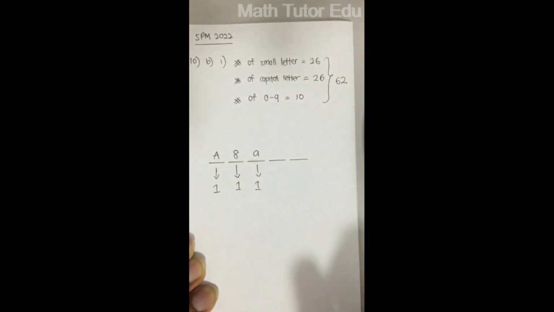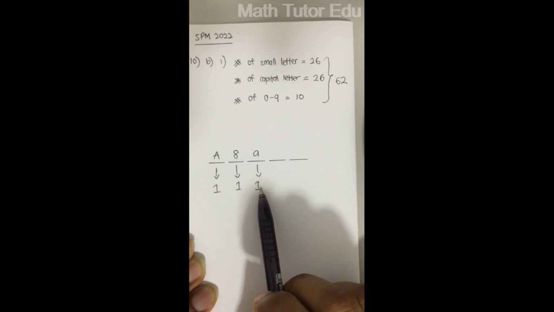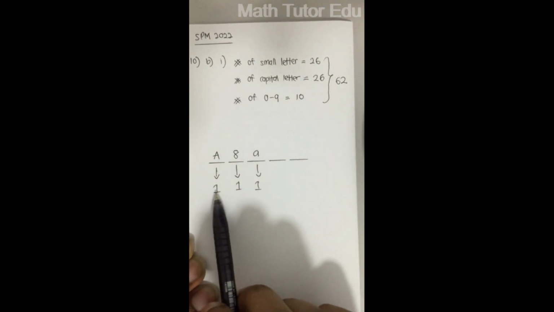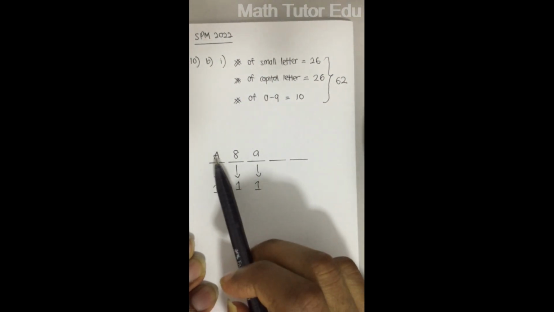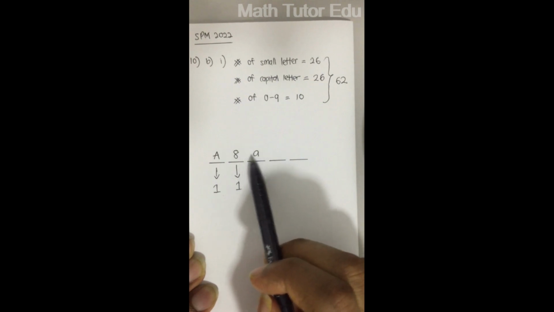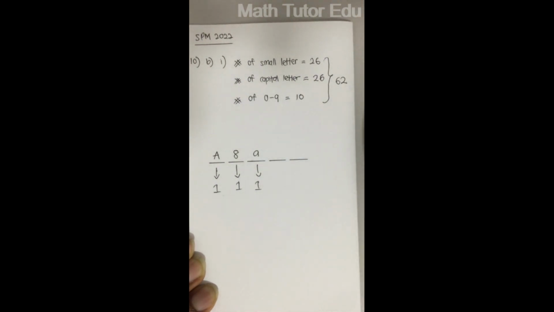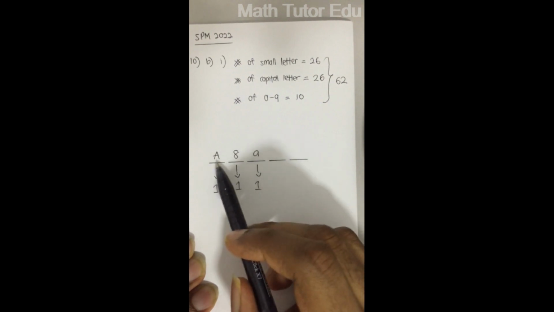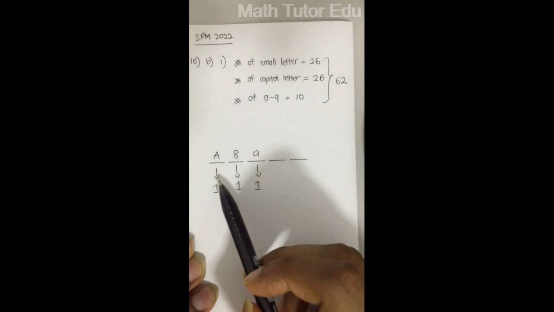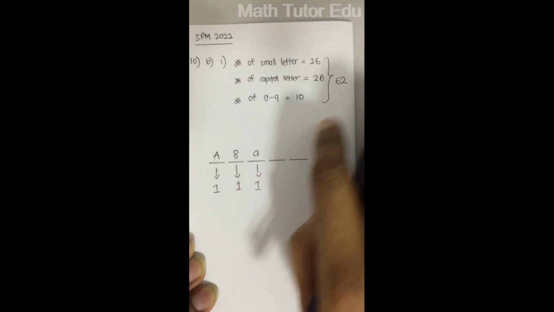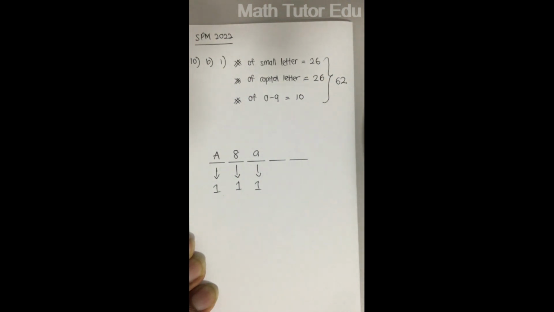Okay, for the fourth position, you need to minus these 3 numbers, guys. 62 minus 3. Why 3? Take a look at the question carefully. They mentioned the first 3 characters without repetition. First 3 characters of capital letter A, number 8, and small letter a without repetition. Without repetition means once you place the capital letter A here, that's it. You cannot use it anymore. So that means you need to minus 1 over here. So 62 minus 1, you get 61.